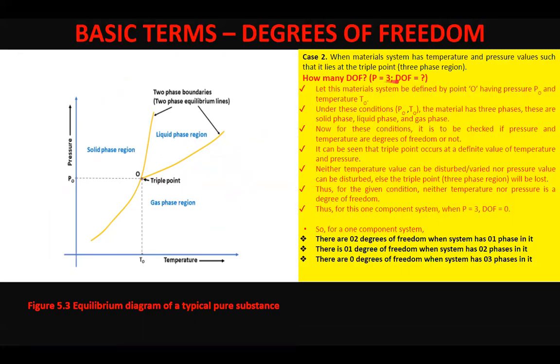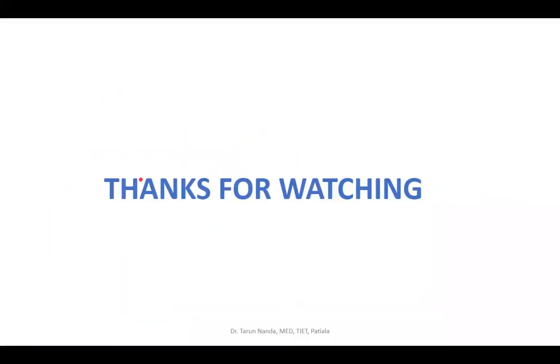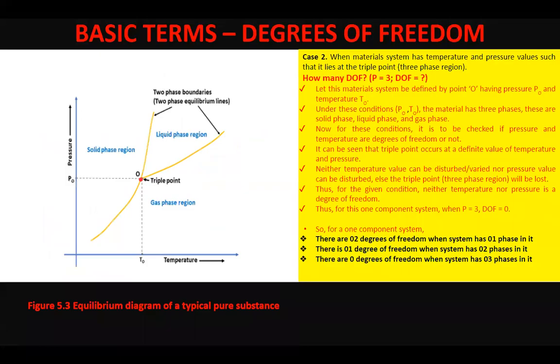You see this triple point, 3 phases coexisting, comes at a unique value of temperature and pressure. If you disturb either pressure or temperature, this unique point would be lost. So you cannot change pressure, you cannot change temperature. There are 0 degrees of freedom in a single component system when it has got 3 phases coexisting in it. So the summary is that a one component system has got 2 degrees of freedom when it is in a single phase region, it has got 1 degree of freedom when it is in a 2 phase region, and it has got 0 degrees of freedom when it is in a 3 phase region.